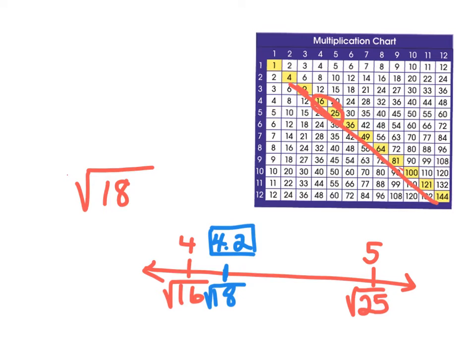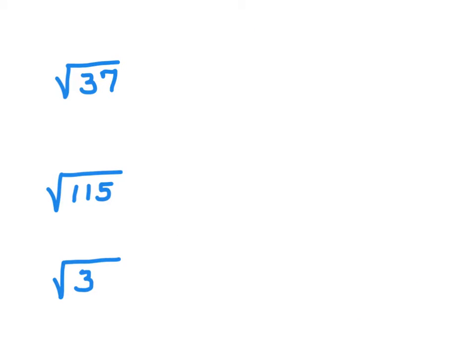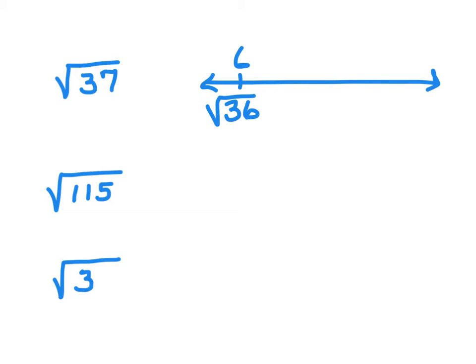So let's do a couple more. Okay, I'm going to think about the square root of 37. And again, I need to think about the perfect squares that are around 37. Well, just below 37, we have 36. That's a perfect square. Its square root is 6. And after that, if I think about 7, 7 squared is 49. So 49 is the next perfect square.